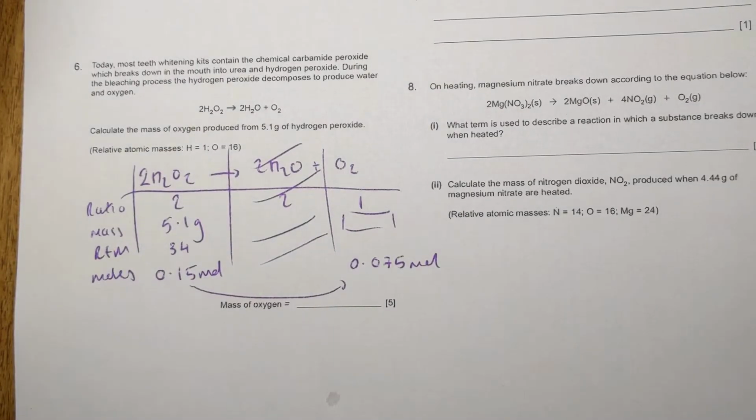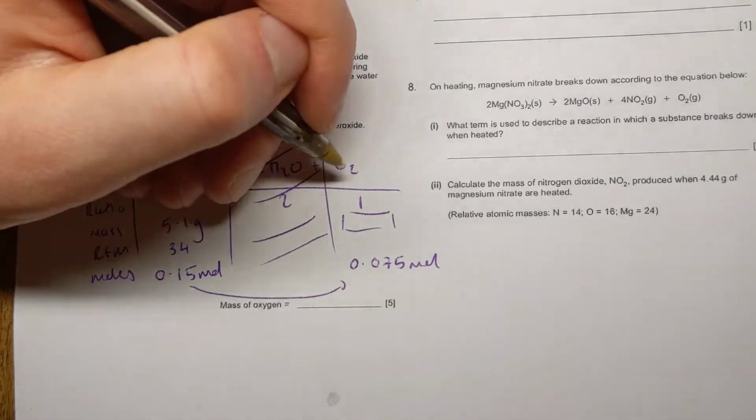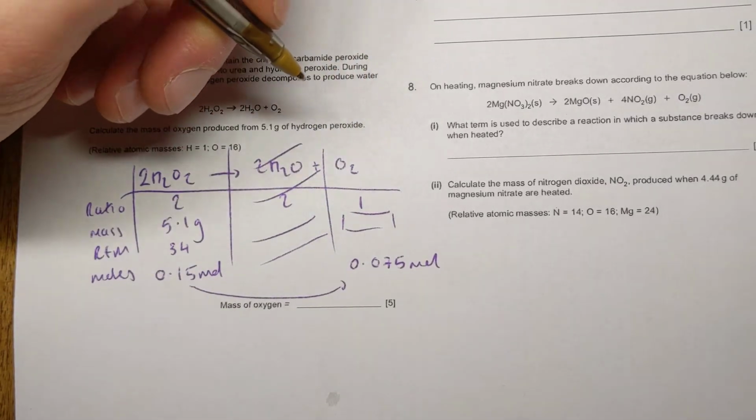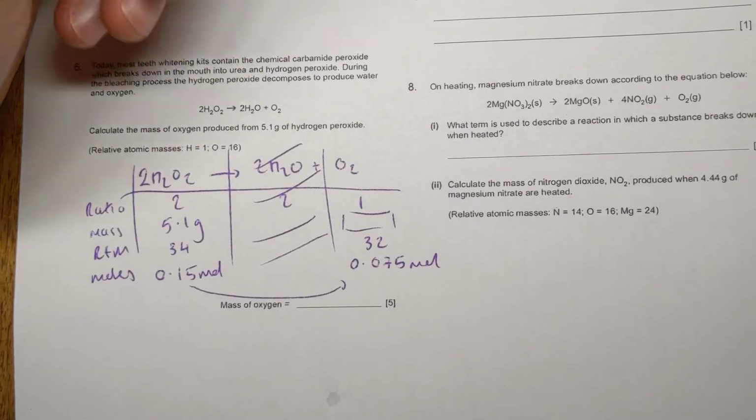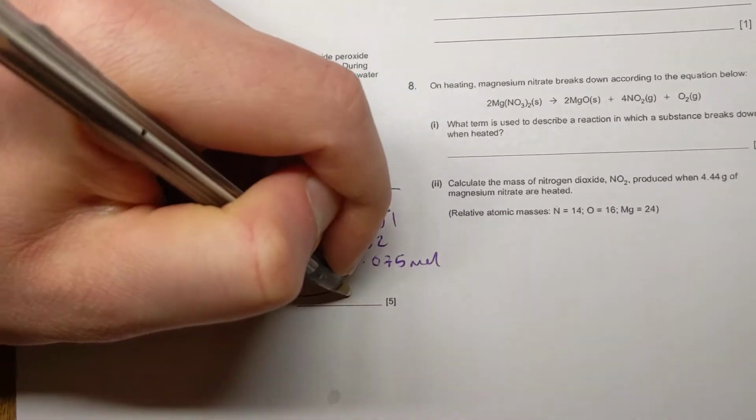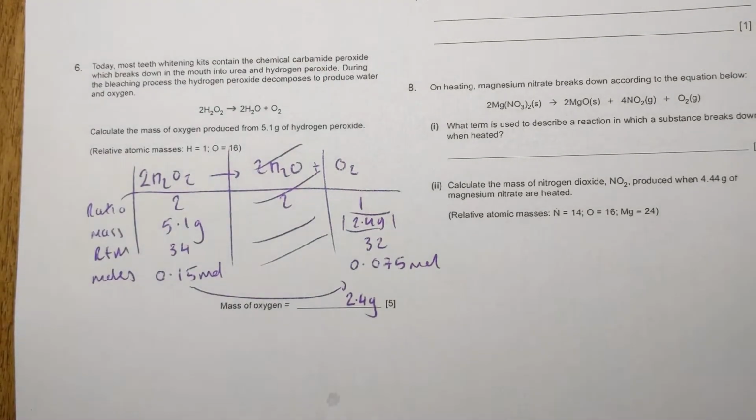Need to get back into a mass from moles. Need to times it by the RFM. RFM of O2 is just 2 O's, which is 32. 0.075 times by 32 gives me my final answer of 2.4 grams, which is your answer for 5 marks.